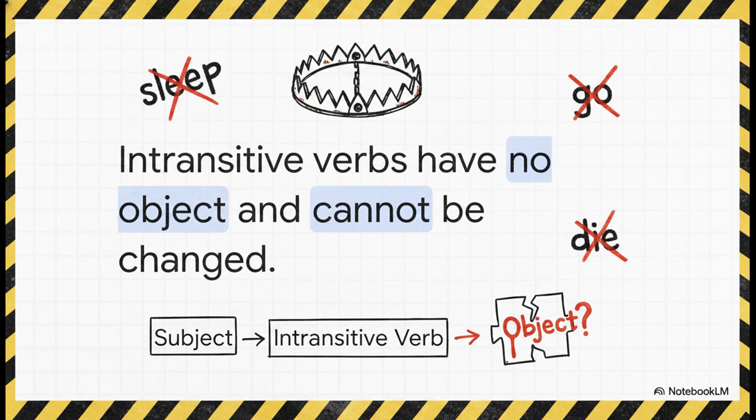And if we think back to step 1 of our master formula, which was find the object, you immediately see the problem. If there is no object, there is literally nothing to flip to the front of the sentence. The entire passive formula breaks down and just cannot be applied. "He sleeps" is just "he sleeps." There is no passive version.